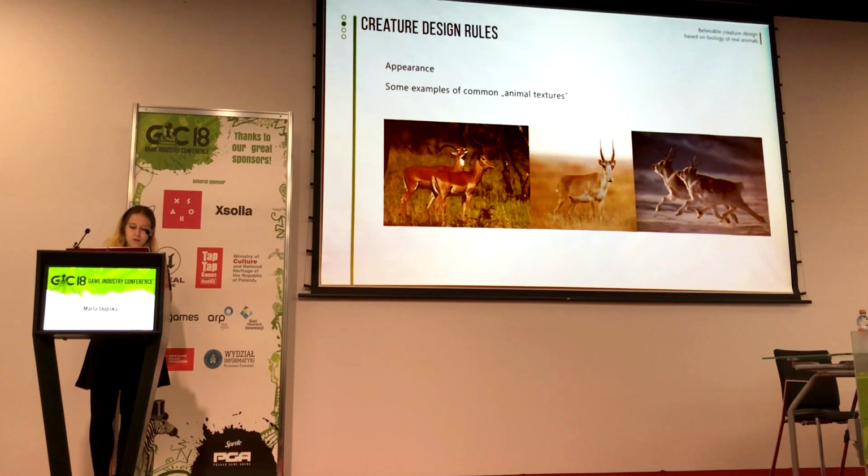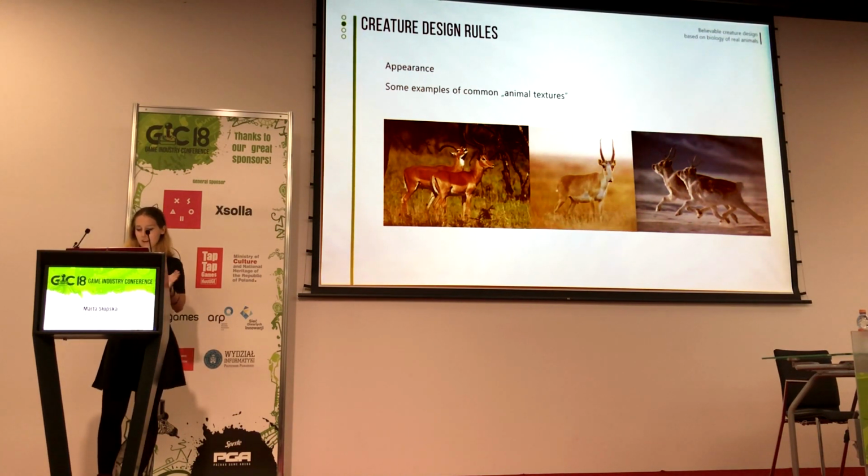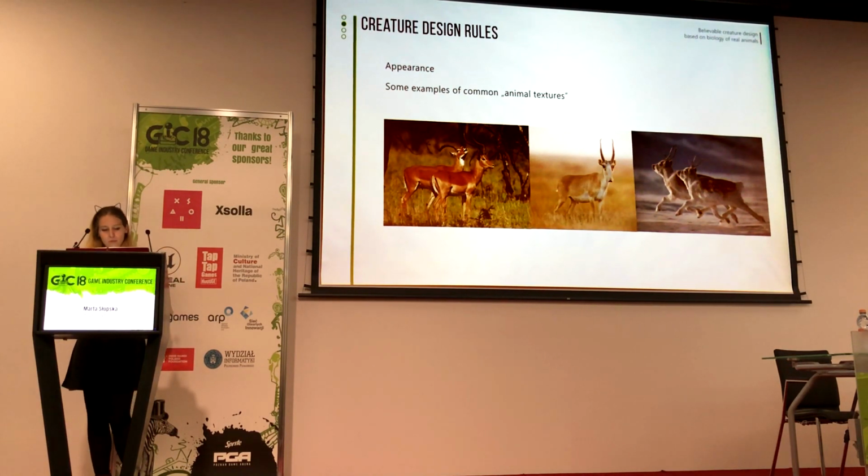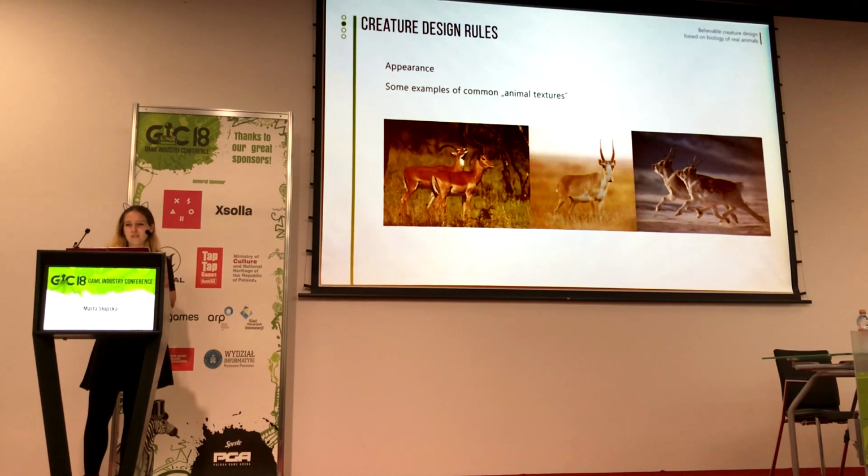Okay, so now we will switch to the appearance. So what's on the outside of your creature? And I want to show you something that is very curious for me: some examples of animal textures are the same in many creatures. In this example, they are all prey animals, and they have the same feature, which is the white belly. So it makes them neutralize the shadow, so they are not seen as something you can grab on to.